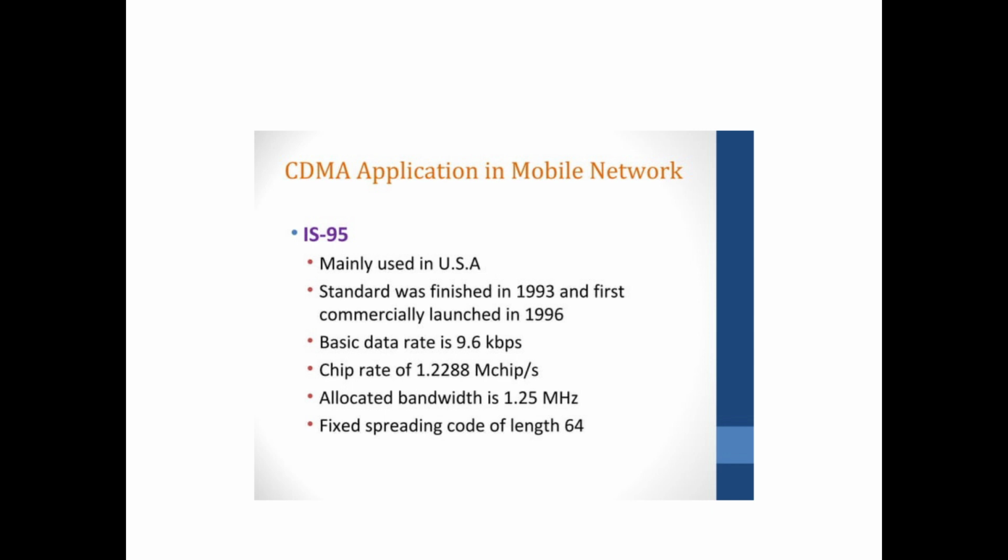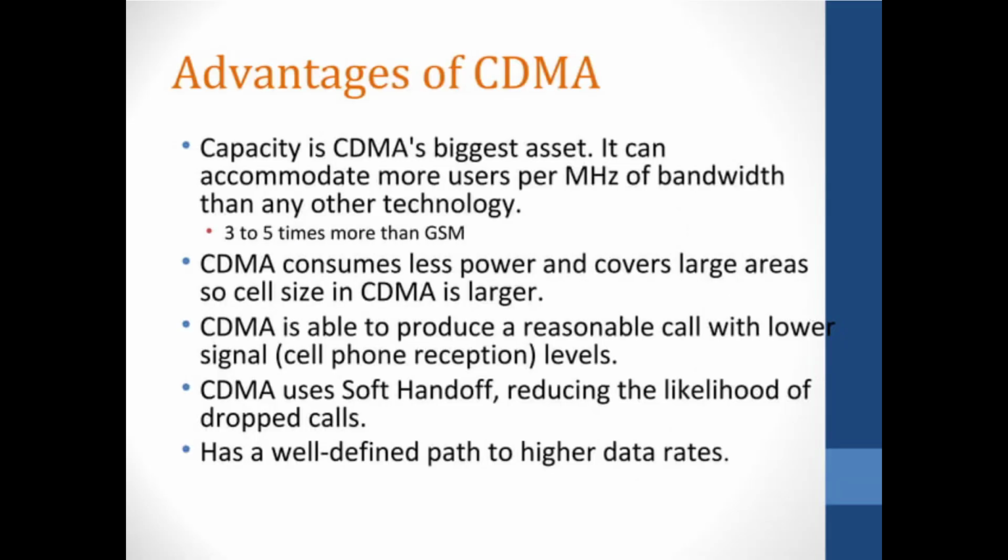CDMA application in mobile network. IS-95 is mainly used in the USA. The standard was finished in 1993 and first commercially launched in 1996. The basic bit data rate is 9.6 kilobits per second, the chip rate is 1.228 Mchip per second, the allocated bandwidth is 1.25 MHz, and it uses a fixed spreading code of length 64.